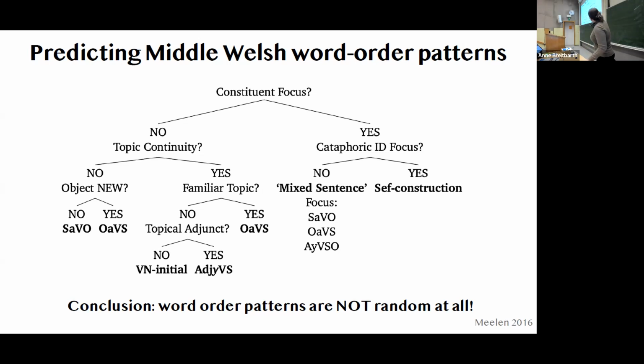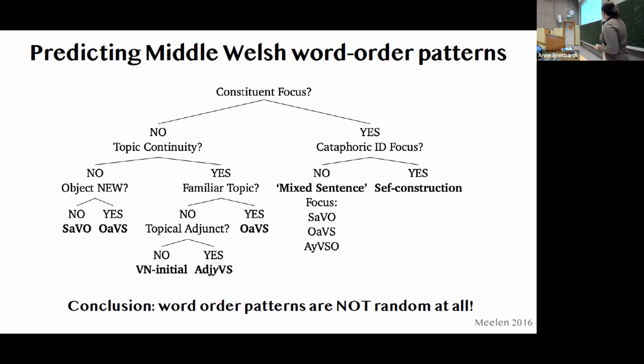The other type of focus would then result in a mixed sentence, as they call it in Welsh grammars, which is a verb second sentence, with the very first element being the element that is in focus. So if that's your subject, you have subject initial order. If it's your object, you have object initial order, etc.